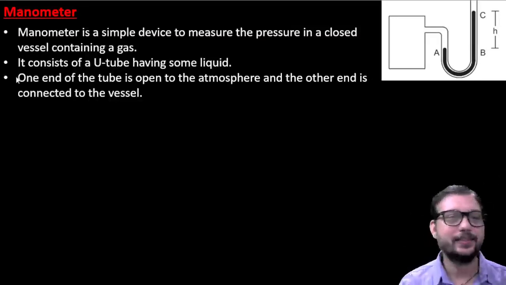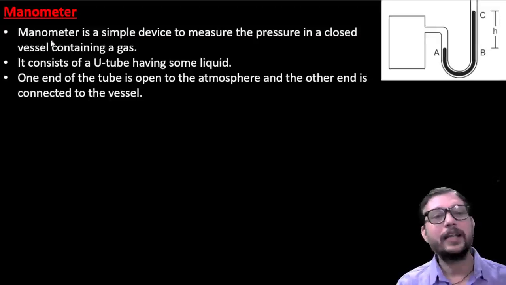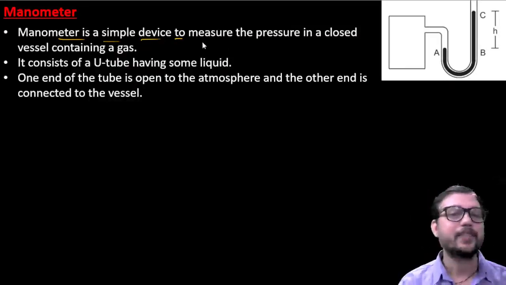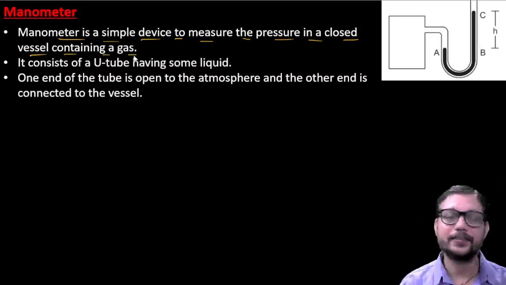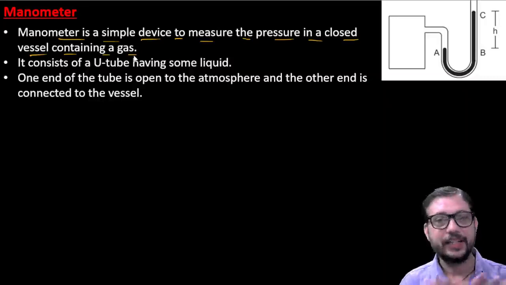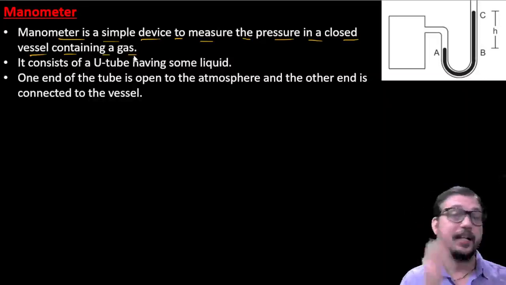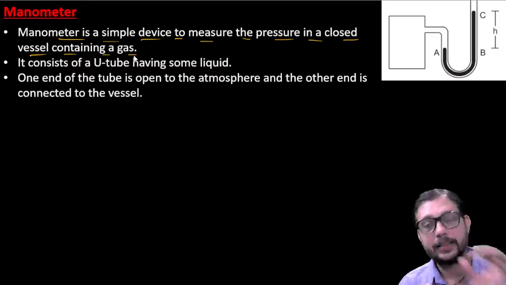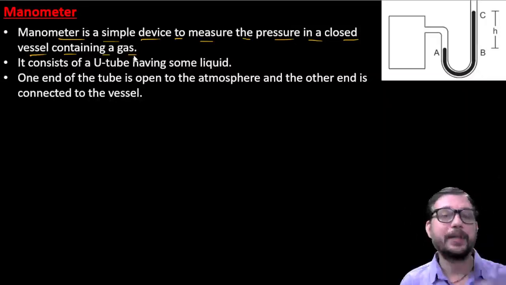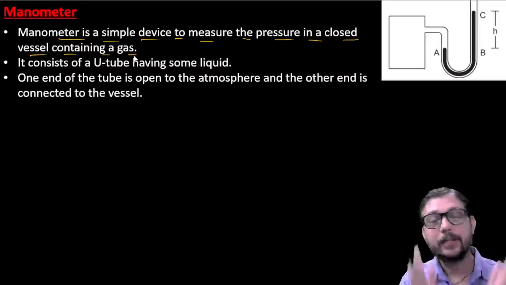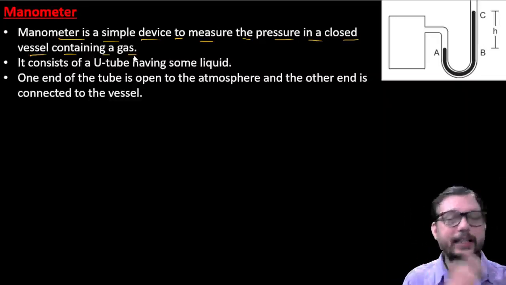Firstly, you can see it is clearly written that a manometer is a simple device to measure the pressure in a closed vessel containing a gas. It means we have an instrument named manometer, and it is used for measuring the pressure in a closed vessel, and in that vessel there must be a gas inside it.